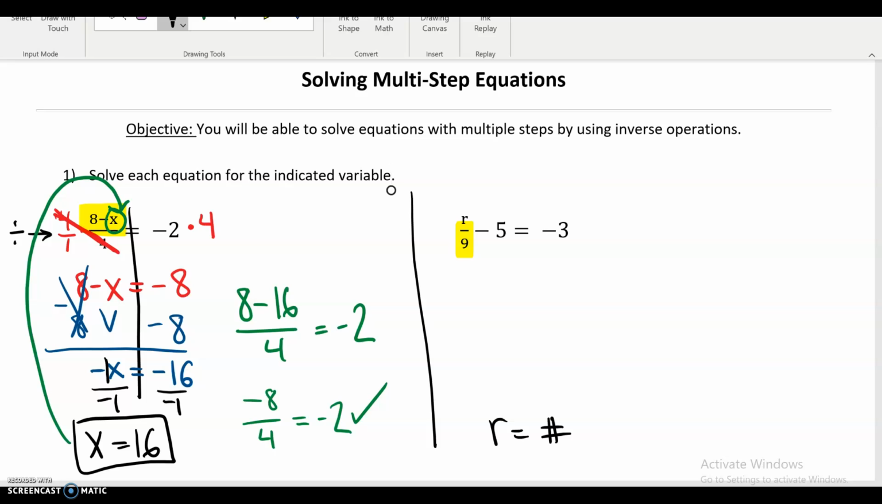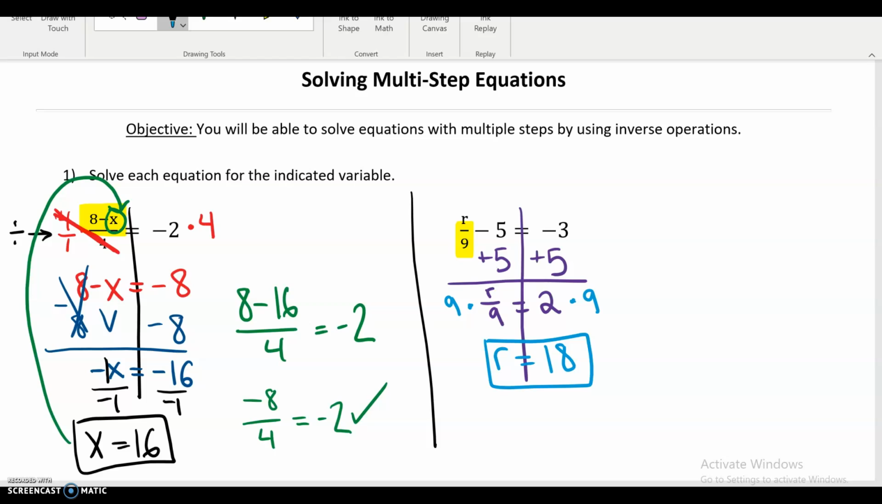No peeking. Okay, if done correctly, you should get r equals 18, and you can look at my work for why that is. You'll notice I did a different first step. I did not get rid of the fraction first. I actually moved this minus 5 over, like I mentioned earlier, first. So this is minus 5, or subtract 5. You undo that with add 5. And the reason I did this is because it isolates the term with the variable in it.